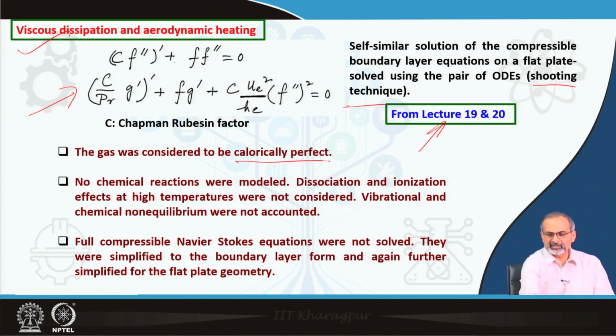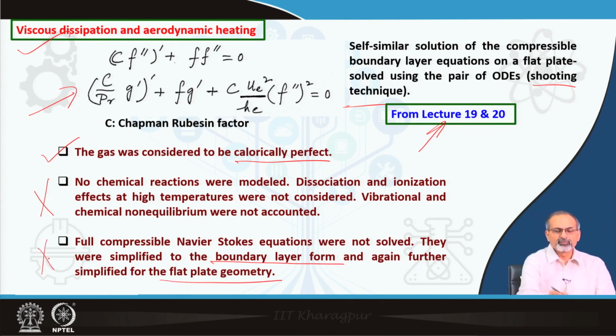The gas was considered to be calorically perfect, no chemical reactions were modeled, dissociation and ionization effects at high temperatures were not considered, and vibrational and chemical non-equilibrium were not accounted for. So, these were the limitations which we had in the above equations. Further, the full compressible Navier-Stokes equations were not solved; they were simplified to the boundary layer form and further simplified for the flat plate geometry.